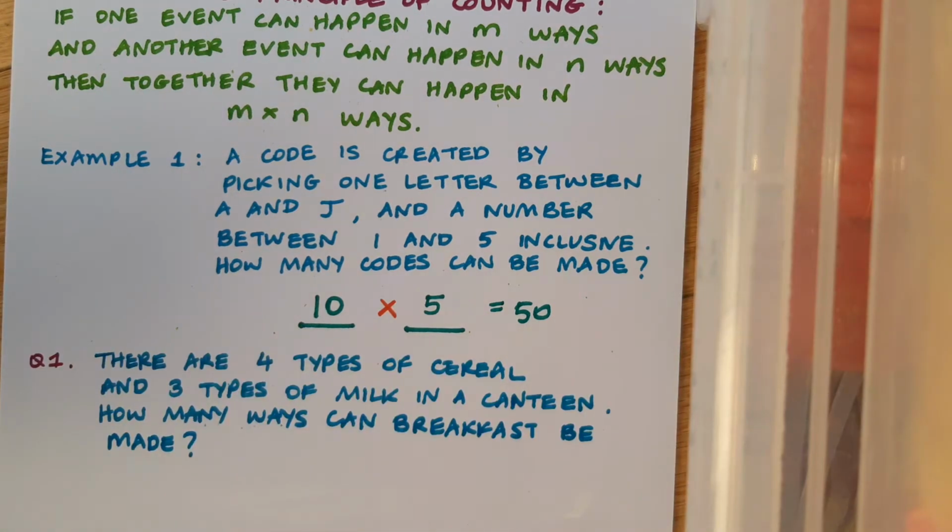So here's your question. There are 4 types of cereal and 3 types of milk at a canteen. How many ways can breakfast be made? Pause the video here, work out your answer and check if you're correct.